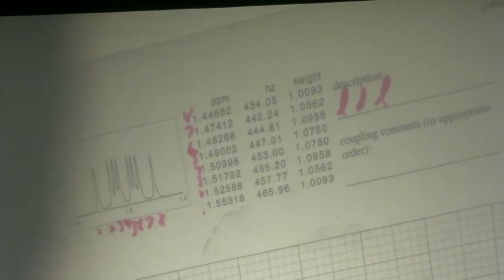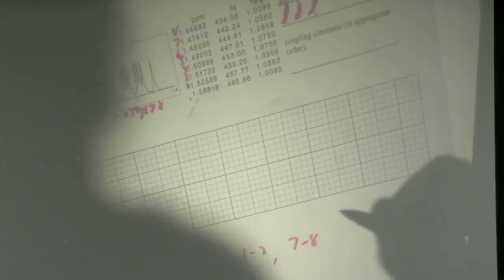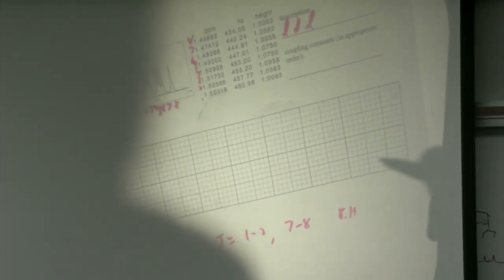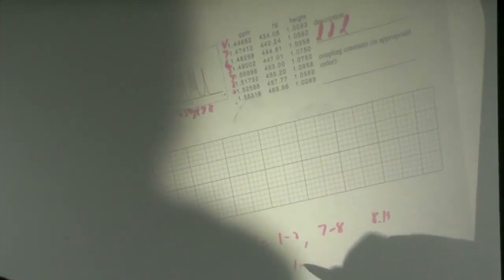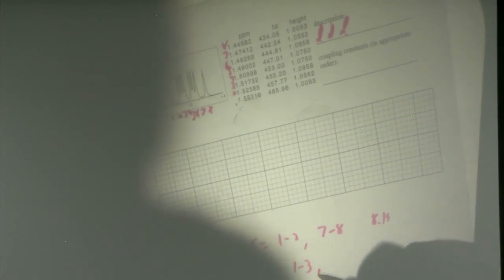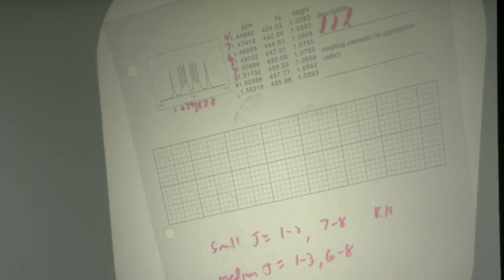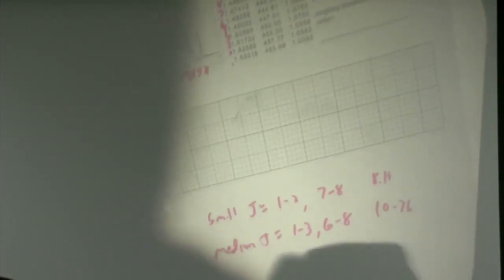Small J is always the first minus the second, which is 1 minus 2, or the last and the next to the last, which is 7 to 8. That's 8.19, I won't do the math. The medium J is always, for a doublet of doublet of doublets, 1 minus 3, or 6 minus 8. Always, always, always. That's 10.76.